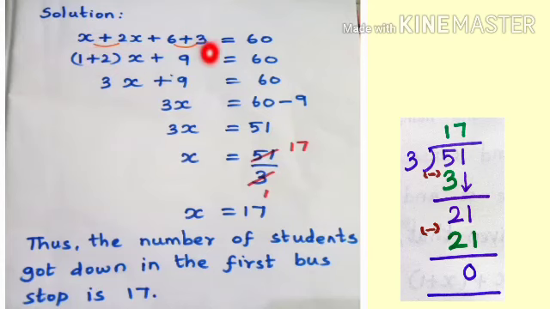Students, now we are going to equate all these numbers of students who got down at each bus stop to the total number of students in the bus. So here x, the number of students who get down at the first stop, and 2x, the number of students who get down at the second bus stop, plus 6, the number of students who get down at the third bus stop, and here 3 is the number of students remaining in the bus. So we are equating all these values to 60, the total number of students in the bus.